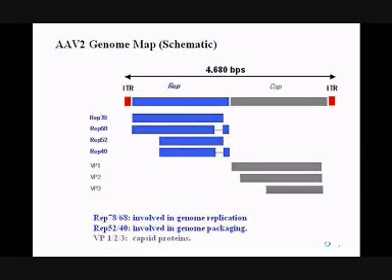AAV2 genome map. Understanding this is important. Wild-type AAV contains the rep, replication, and cap, capsid, genes. The rep gene codes for 4 proteins and the cap gene codes for 3 proteins.